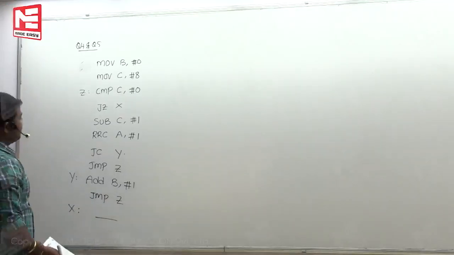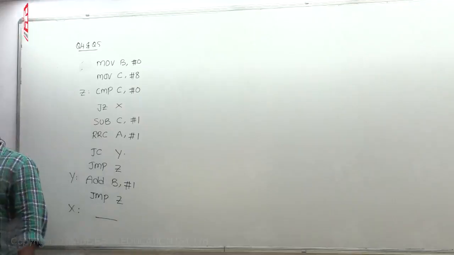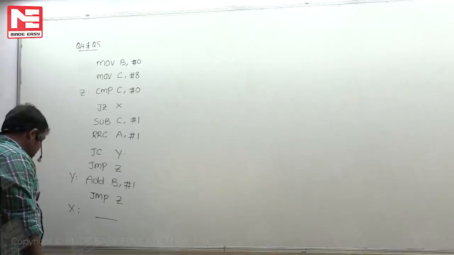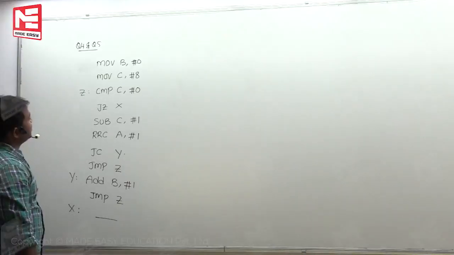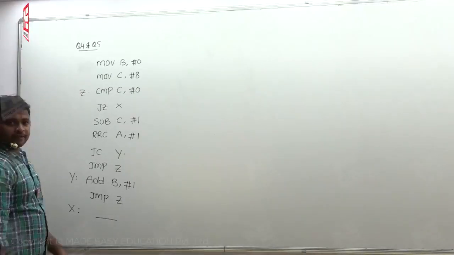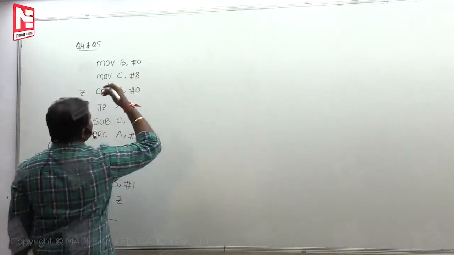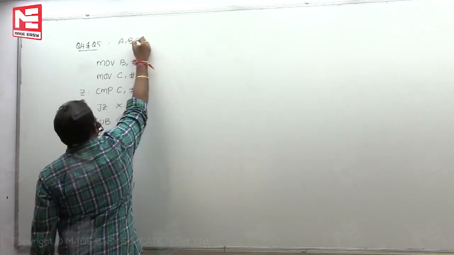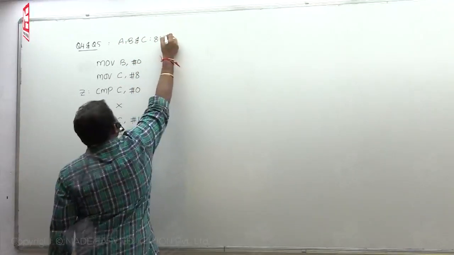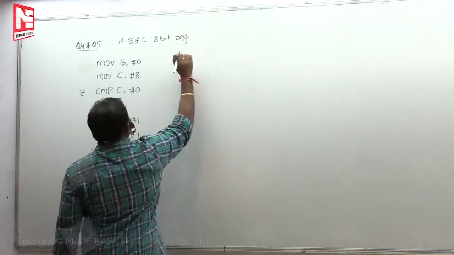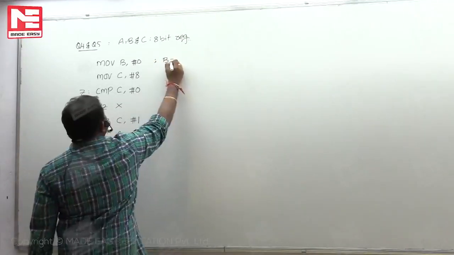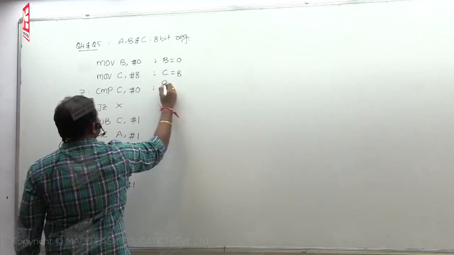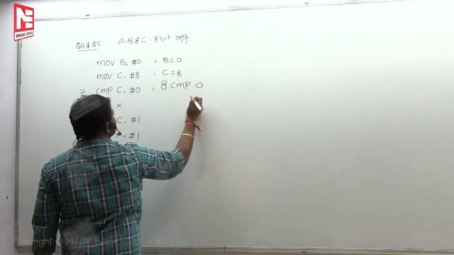Right, this is the program given. Now we need to execute the program in sequence to decide the answer. Fine. First, in the question given, A, B and C are 8-bit registers. Register size given 8-bit. Okay. Now see this. B equal to 0. C equal to 8. Next, C, 8, compare with 0.